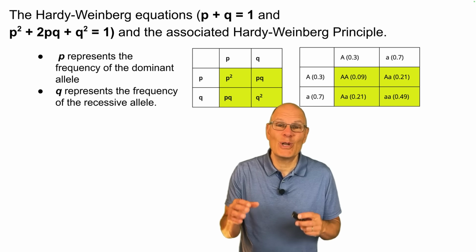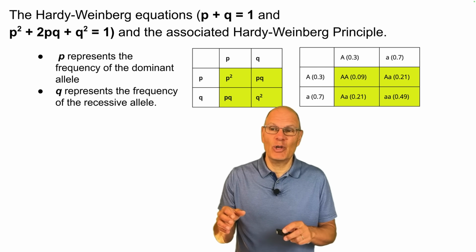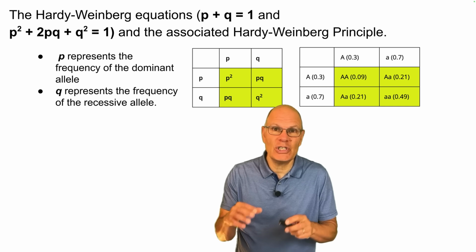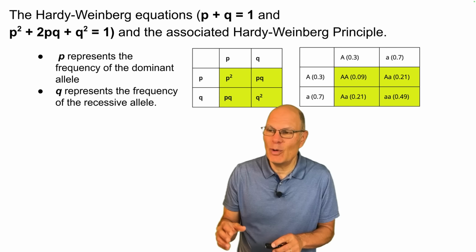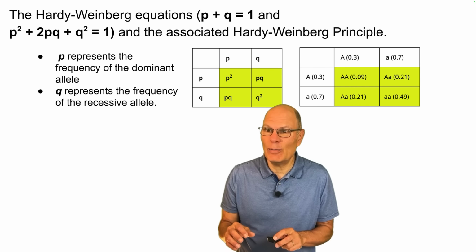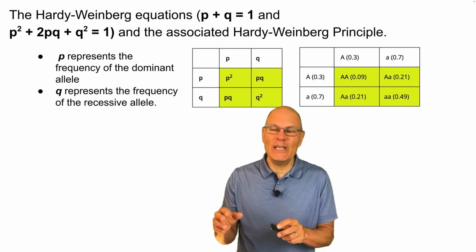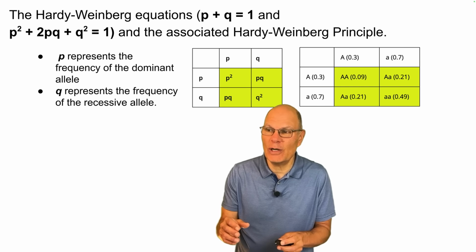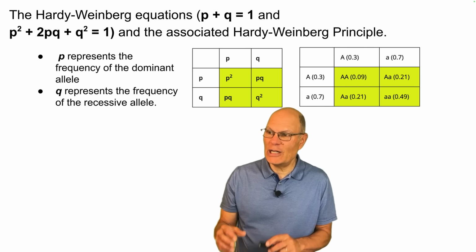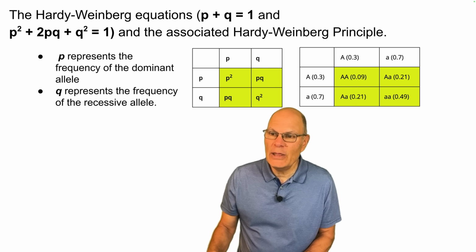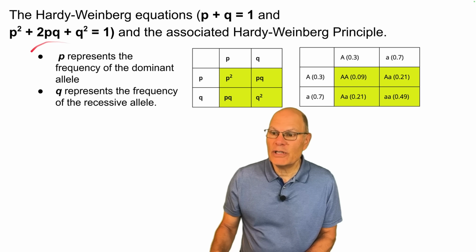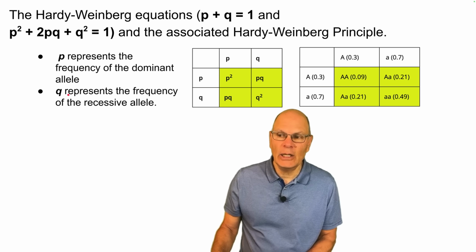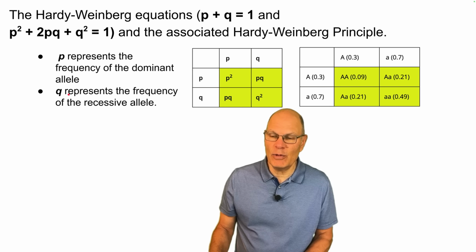Population genetics is one of the most mathematical parts of the course. It's based in two equations developed by Hardy and Weinberg. The first is p + q = 1, and the second is p² + 2pq + q² = 1, and there's an associated Hardy-Weinberg principle. In this system, p represents the frequency of the dominant allele, q represents the frequency of the recessive allele.